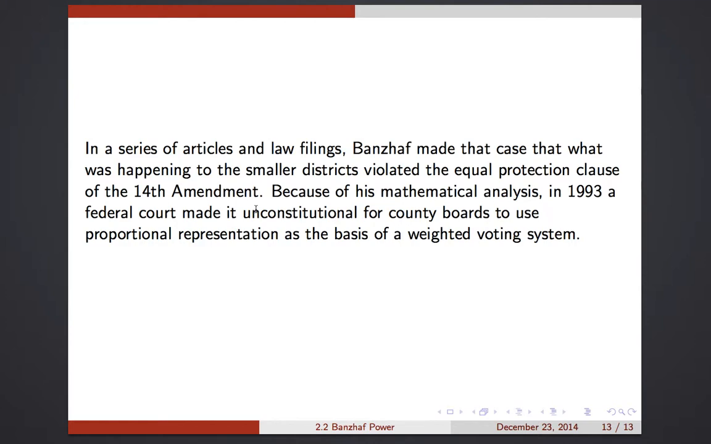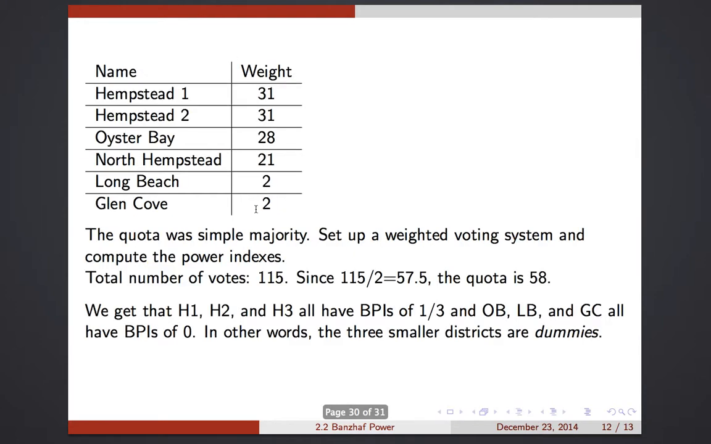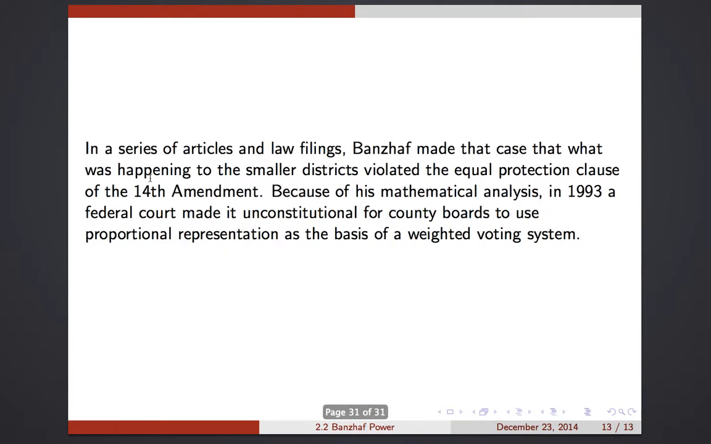Okay, so what makes this example interesting is that Banzhaf ran the computations himself, and he made the case that what was happening to the smaller districts actually violated the Equal Protection Clause of the 14th Amendment of the Constitution. He said in court, look, this county has set up a system in which these 3 districts essentially are unrepresented. They have 0 power. So it's almost like having no representatives at all. It's equivalent to that. So he went to court and he made that argument.